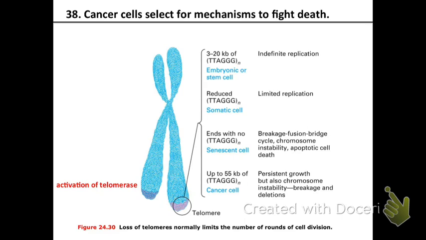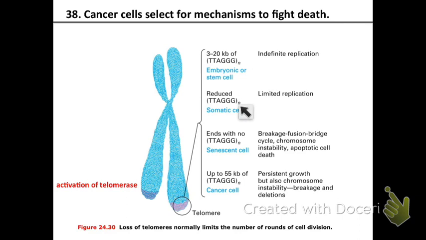Telomerase is basically the enzyme that puts all these repeats in the telomeres, creating these structures. In embryonic cells or stem cells, you have many copies of this repeat, right? The repeat sequence is TTAGGG. You have thousands of copies of this, giving rise to about 3 to 20 kb of these repeats at the end of the chromosomes. And cells with these chromosomes can replicate indefinitely.